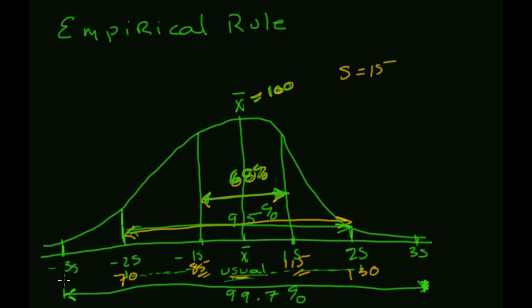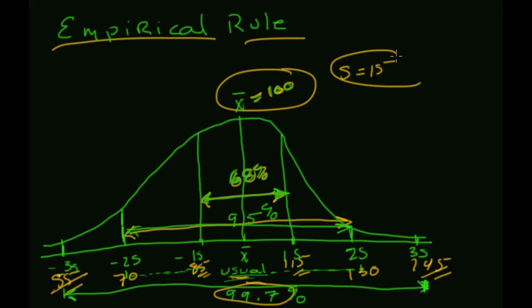And finally, if I go dropping down here to 55 and up here to 145, 99.7% of the population is going to have an IQ in the range between 55 and 145. So this is applying the empirical rule to a specific mean and standard deviation. Now it gives me specific boundaries, but the percentages remain the same.